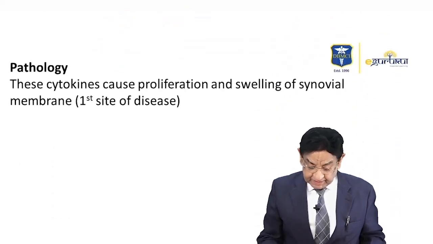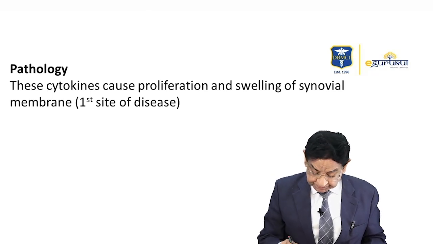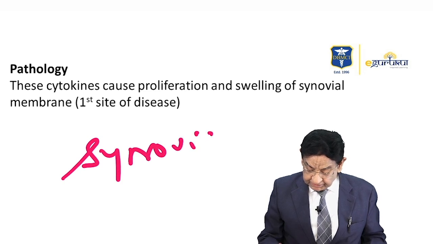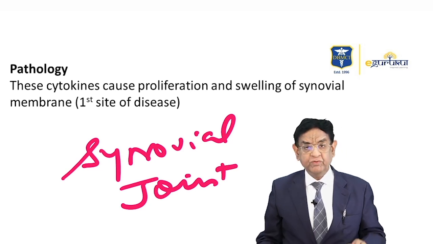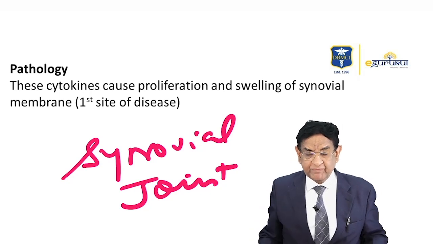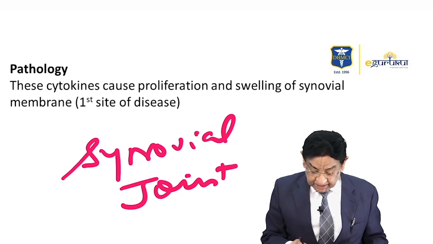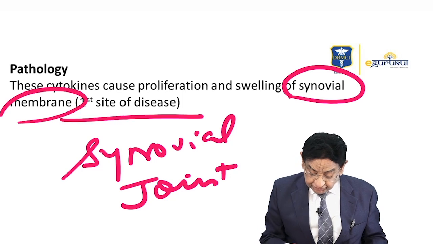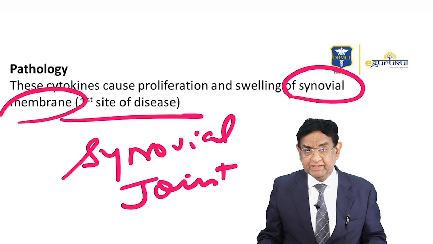Now one more thing, a point about pathology. Of course, it involves the synovial joints. Joints are the primary site of involvement. But in the joint, there are so many structures. Now again, a very important question from pathology. What is the main site? It always starts from the synovial membrane. The first site of disease is the synovial membrane, and it is at this site where the pathology starts.